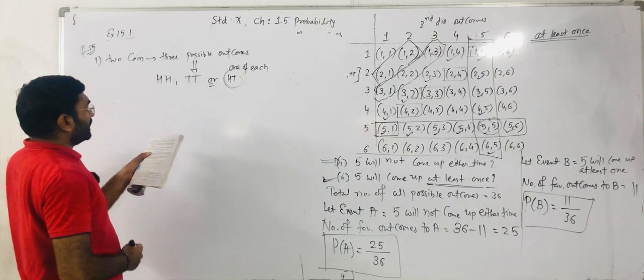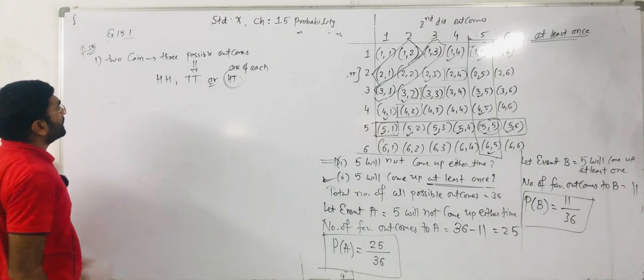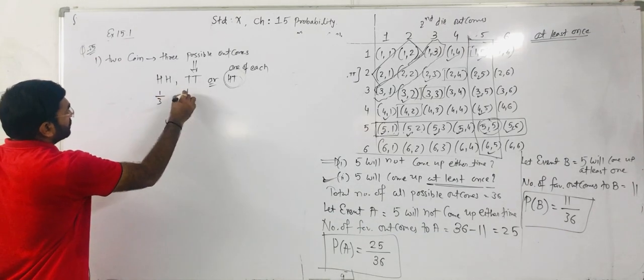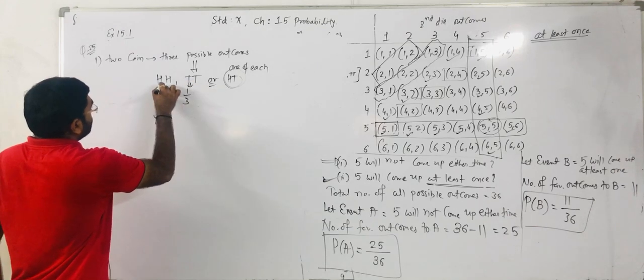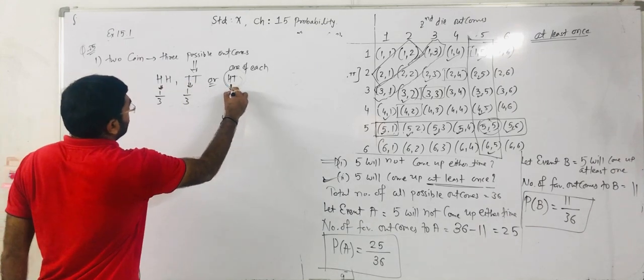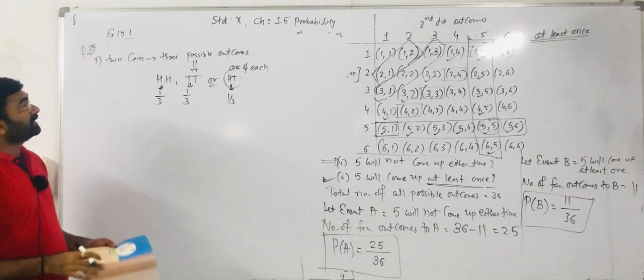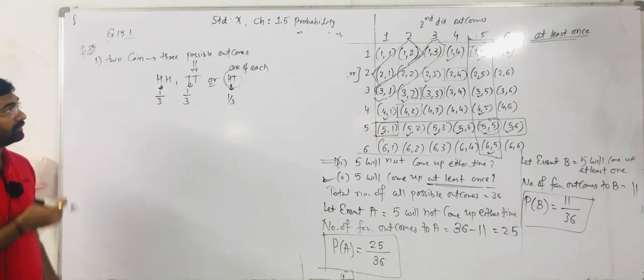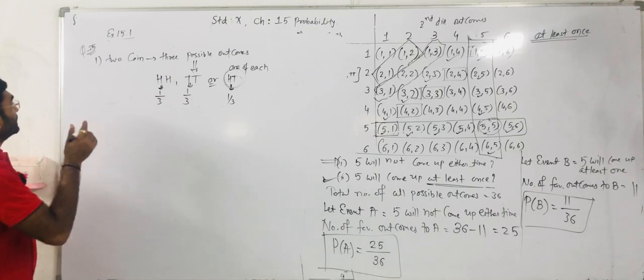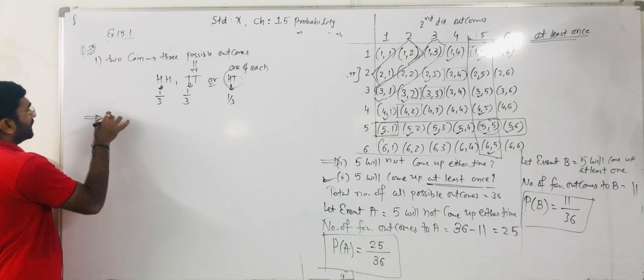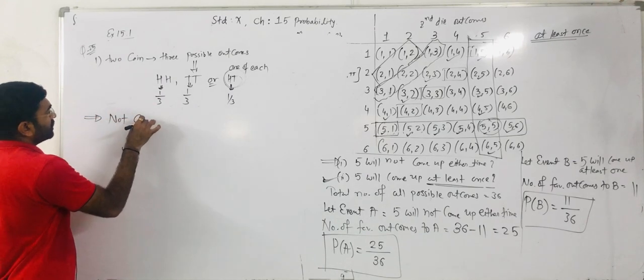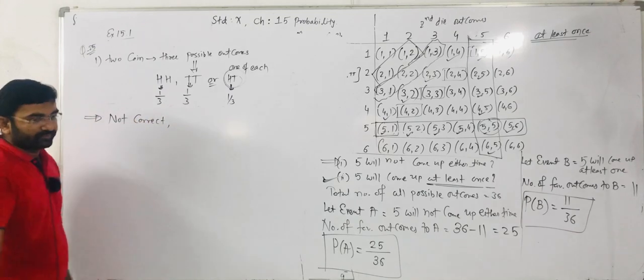Therefore, the probability of each of these outcomes is 1 by 3. In that argument, they give the probability of each outcome as 1 by 3. So we have to decide whether the given argument is correct or not. We can say the given argument is not correct. We also have to justify why.